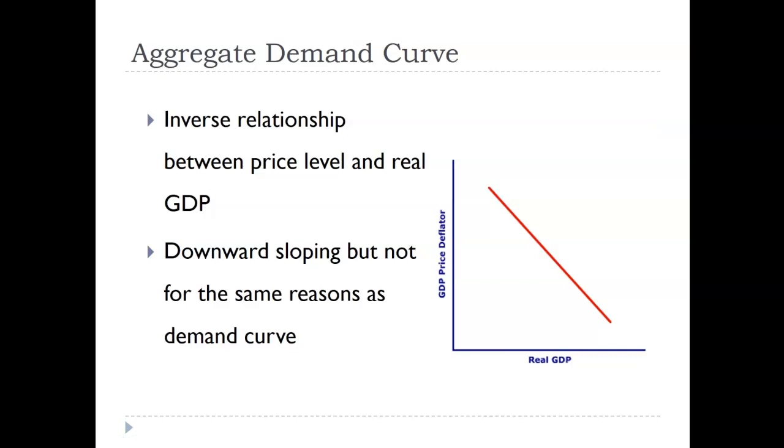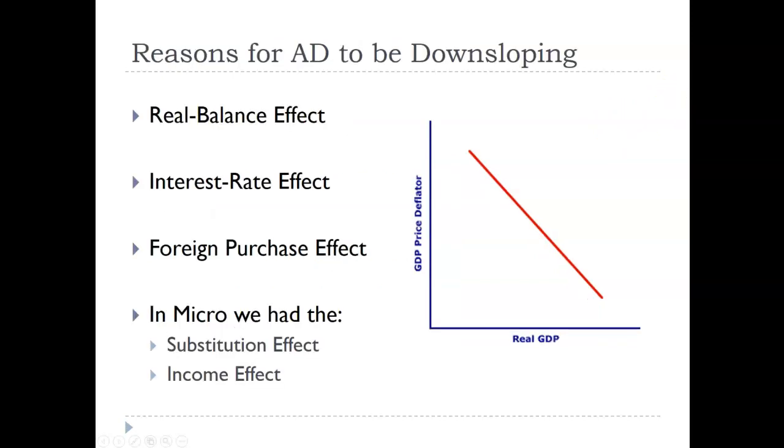Okay, a couple quick notes. The aggregate demand curve has an inverse relationship between price level and real GDP, similar to how in microeconomics there's an inverse relationship between prices and quantities purchased. So it's downward sloping, though not for the exact same reasons as in micro, even with a lot of overlap between the two. For the macro, there are three effects: the real balance effect, the interest rate effect, and the foreign purchase effect. If you remember, these are similar to first semester, when we had the substitution effect and the income effect. These three reasons are why the aggregate demand curve is downward sloping, and some of them just make sense.